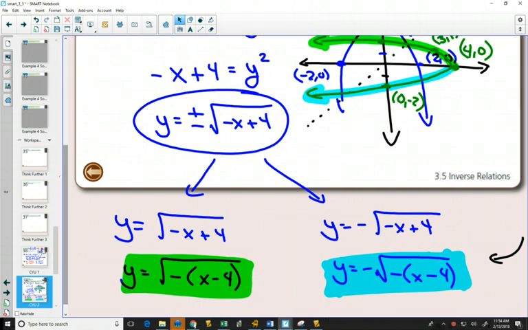Okay, questions to do for this one? R5 and 6.